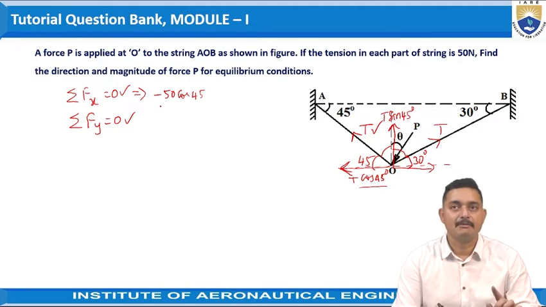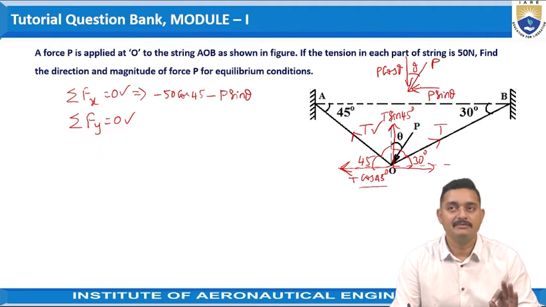So we can take it as minus 50 cos 45. Then minus P sin theta. Here for the P force, the horizontal component would be in this fashion and the vertical component would be in this fashion. The theta value is given here. So the component adjacent to the theta inclination would be P cos theta and the other component would be P sin theta.